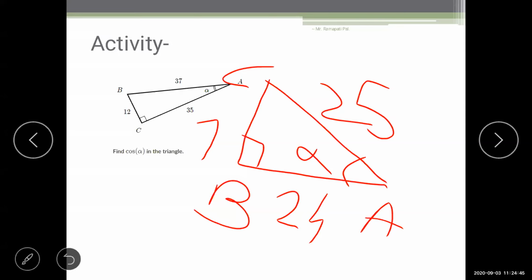I have not written the answer. I will show the answer. Don't worry. Everyone has written the sine formula. I have asked the cos formula in the first question, and now I have asked the sine formula. So you have to use that. What is the answer for sine alpha?